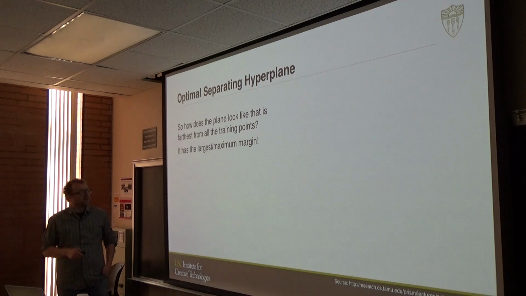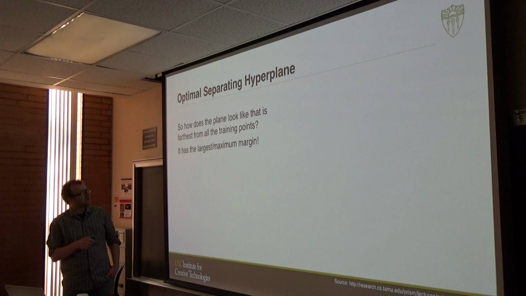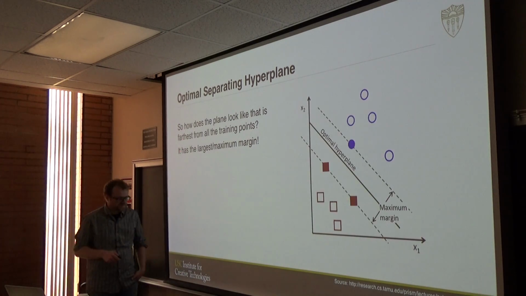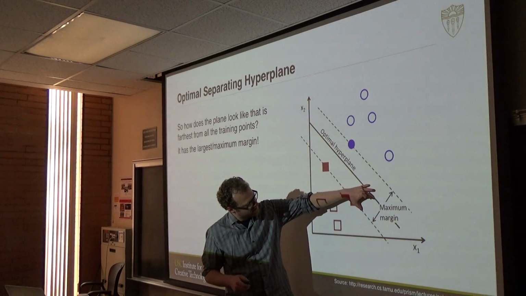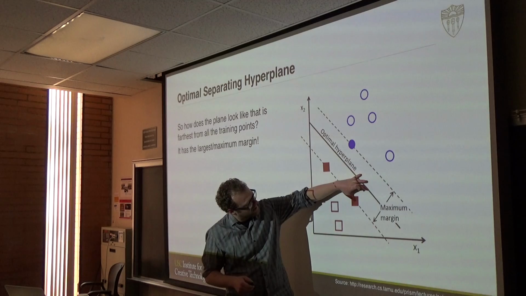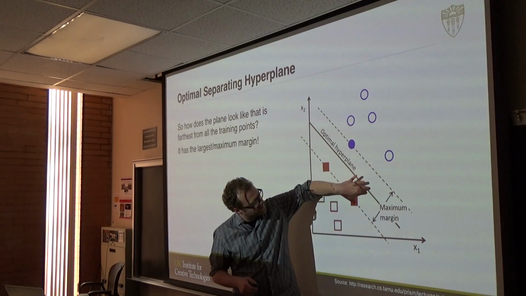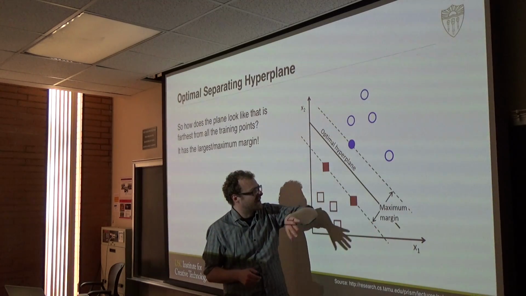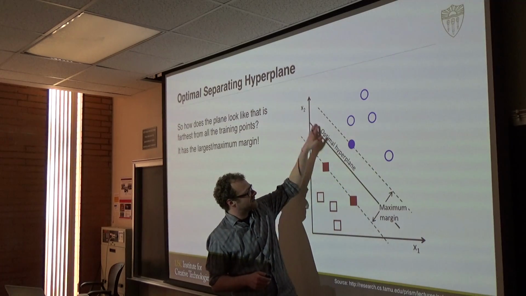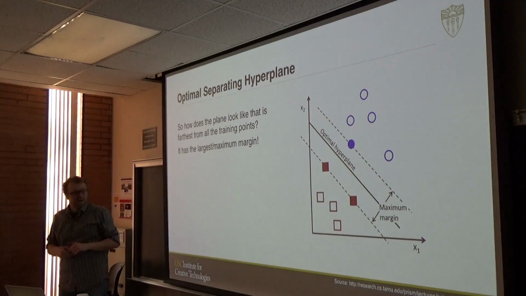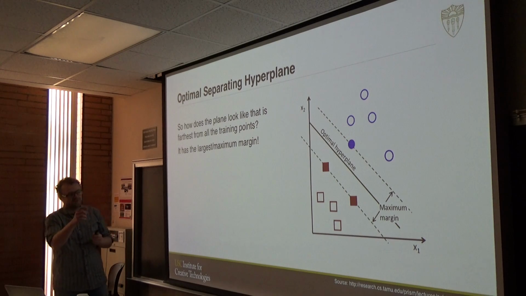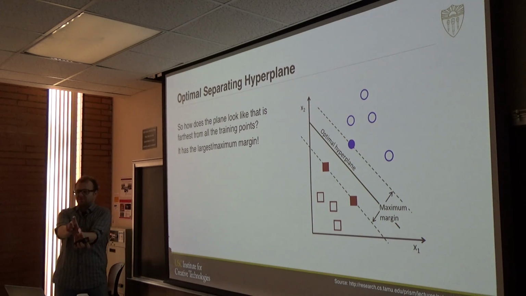So how does this plane that is farthest away look? The answer is that it has the maximum margin, and we define the margin basically as the sum between this side and that side. So both of these together are the maximum margin. This is the hyperplane in the middle, and it goes right through the middle. So it's half and half.